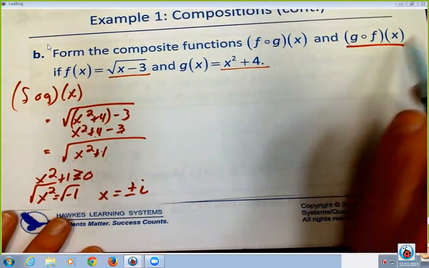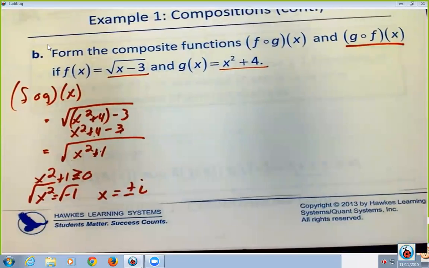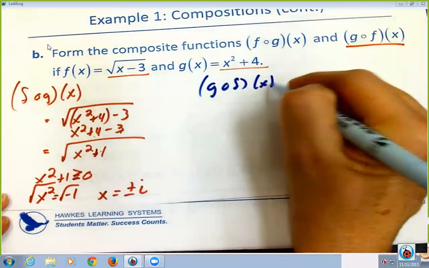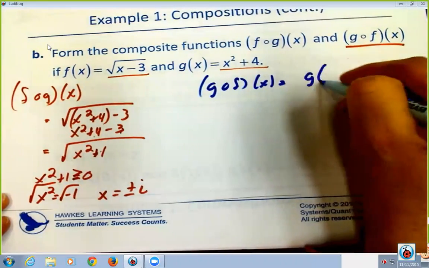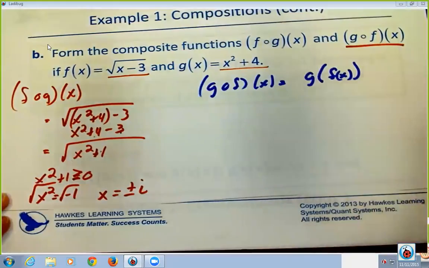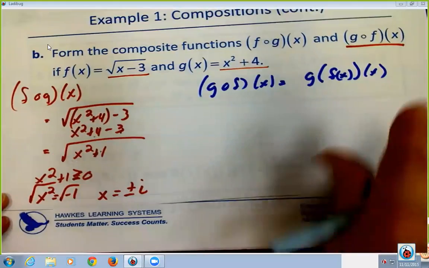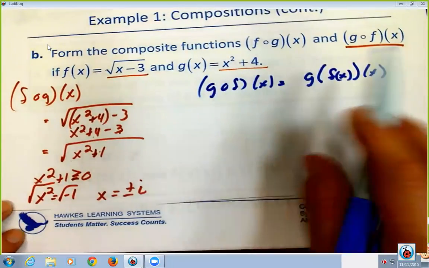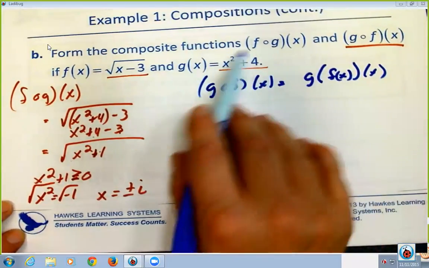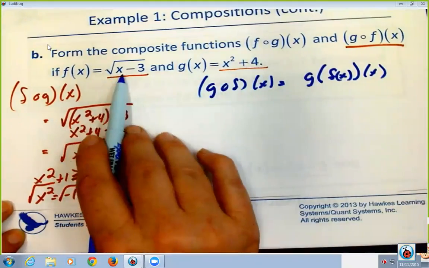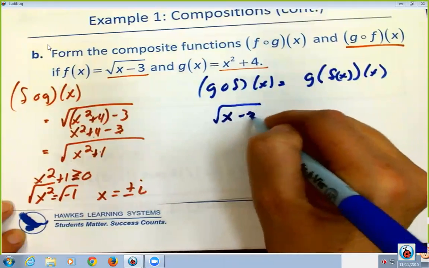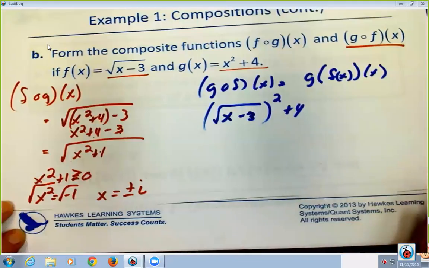And then if I go back and do the second one, and we'll use that different color for this one, if I do g of f at x, which is the exact same as g of f of x. So either way you look at this, it's the exact same thing. So I want to stress that when you see either one of those, they match each other. And so if I do this one, that means I'm going to take this piece and I'm going to stick that in its place. So I'm going to have the square root of x minus 3 squared plus 4.